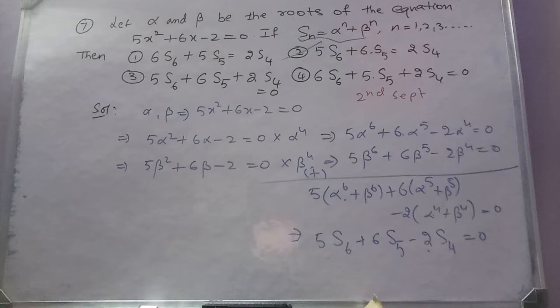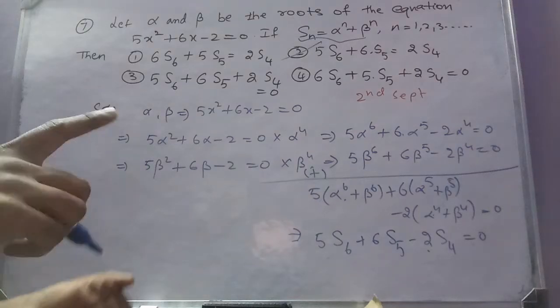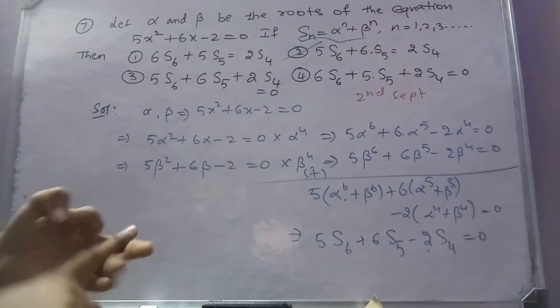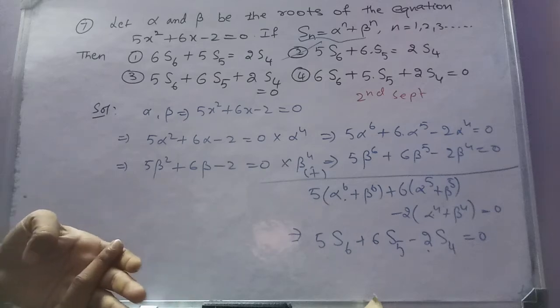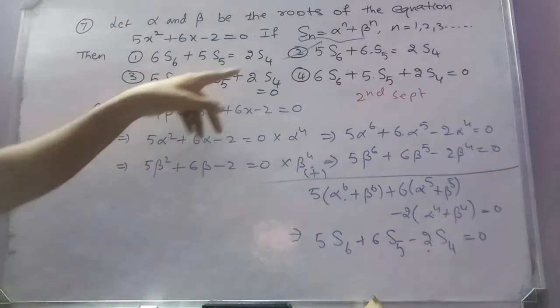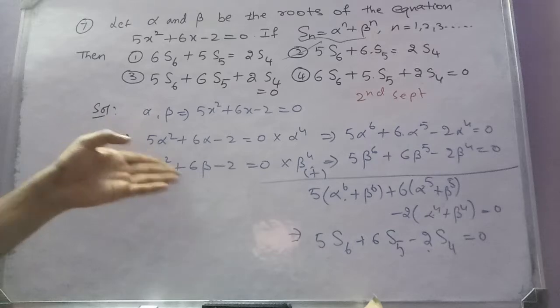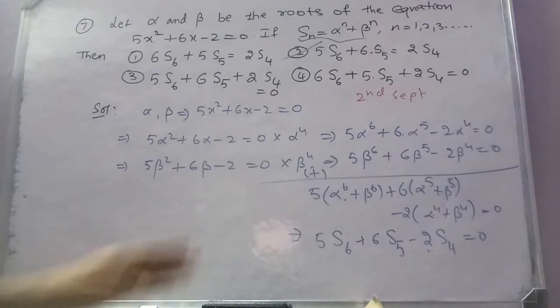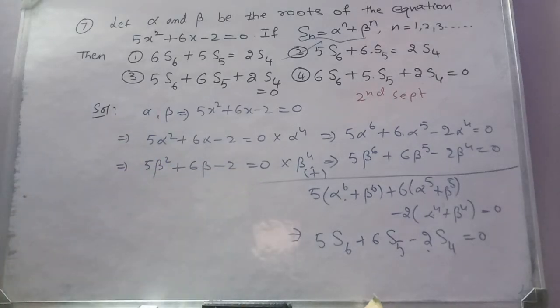Easy, right? It is not compulsory that we should always find alpha plus beta, alpha square plus beta square, alpha cube plus beta cube, alpha power 4 plus beta power 4 and so on in order to find S4, S5 and S6. You can do it like this also. This is an easier method. Let us go to the next question.